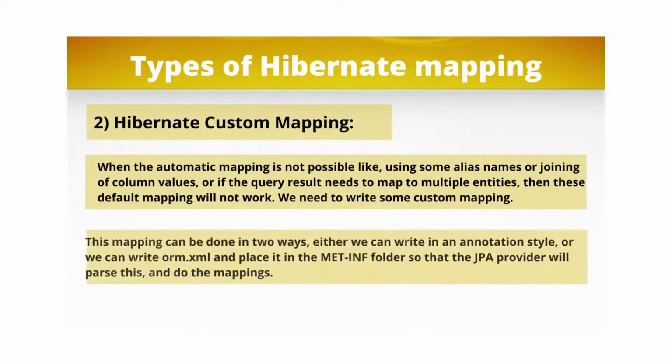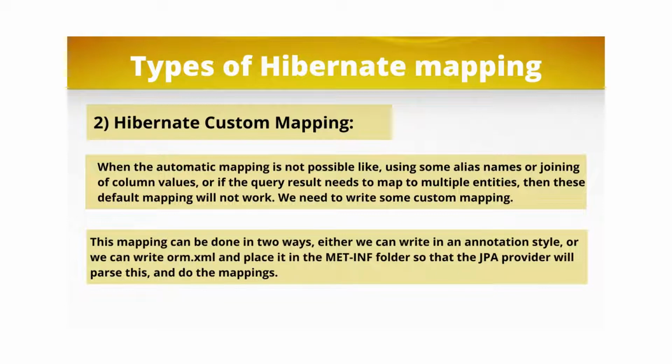2. Hibernate custom mapping. When automatic mapping is not possible, like when using some alias names or joining of column values, or if the query result needs to map to multiple entities, then the default mapping will not work. We need to write some custom mapping. This can be done in two ways. Either we can write it in annotation style, or we can write orm.xml and place it in the META-INF folder so that the JPA provider will parse it and apply the mappings.